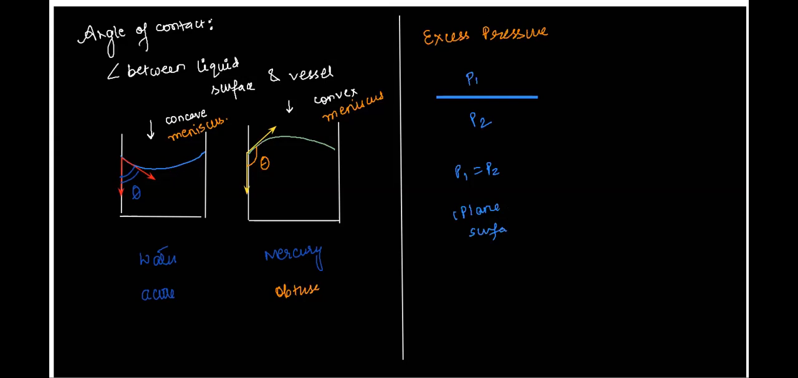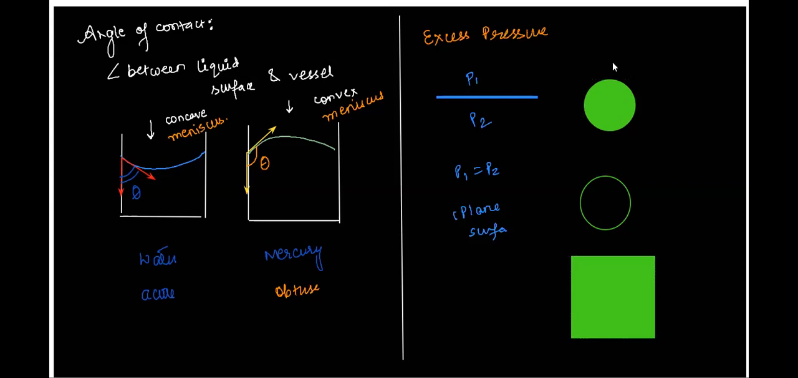But if the surface is not plane and this film is in the form of a sphere, now we can talk about three cases. Let's talk about each one of them one by one. So the first case is that of a liquid droplet. This is a liquid drop.